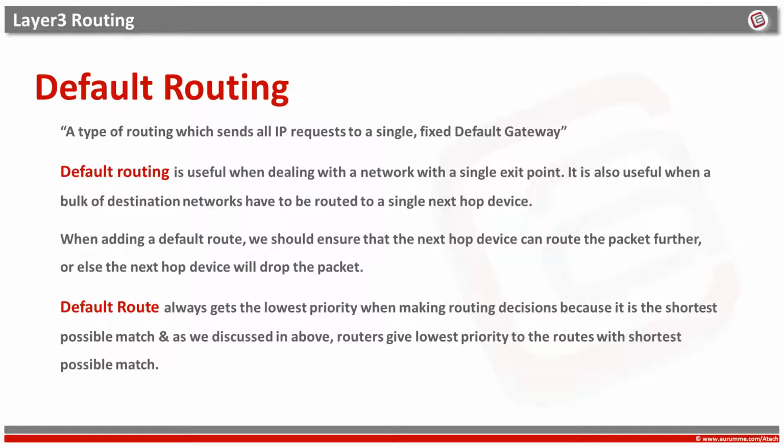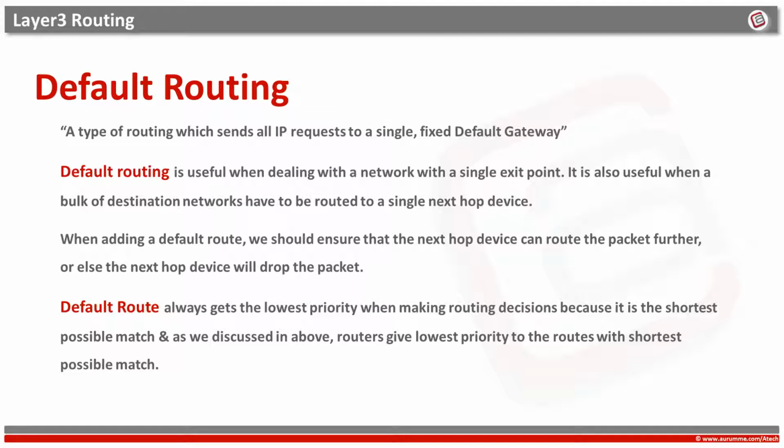A default route is represented by 0.0.0.0/0 for IPv4 and ::/0 for IPv6 networks. A default route always gets the lowest priority when making the routing decisions. In a default route, the host portion, network portion, and the prefix length are all 0. Therefore, it gets the last and lowest priority by a router when finding the best path for routing.